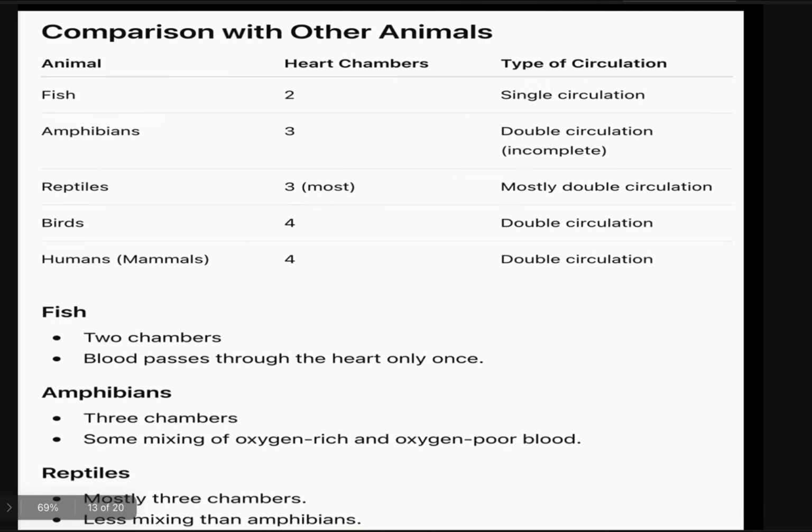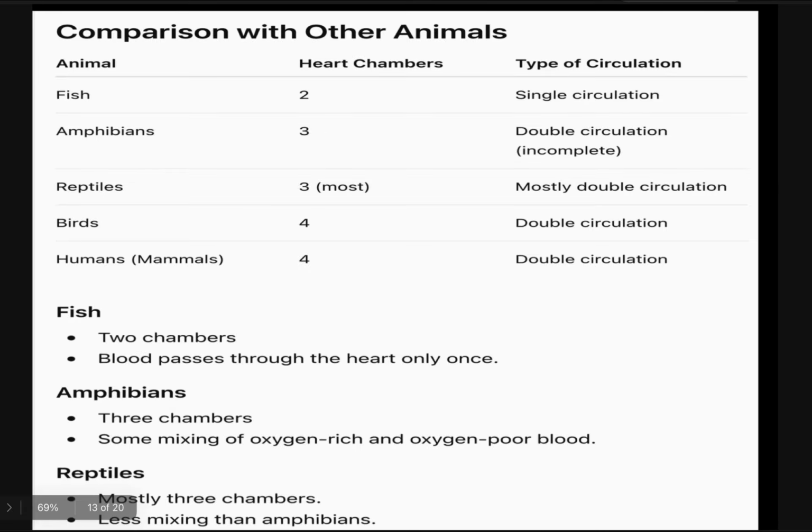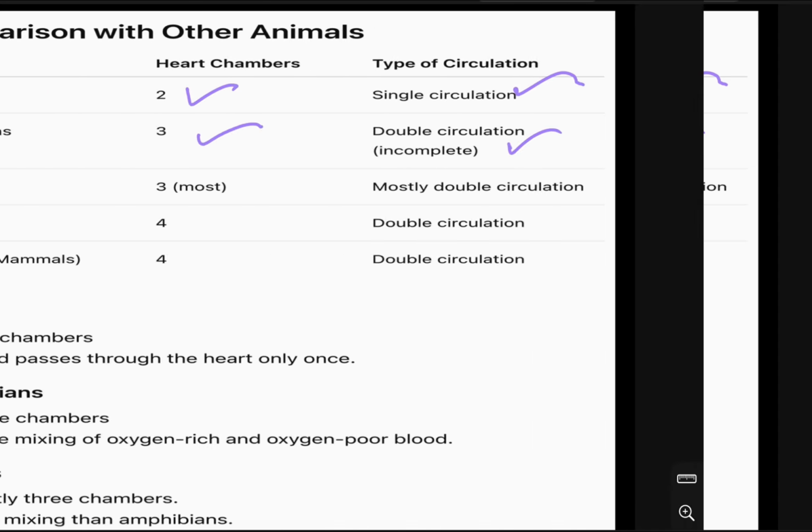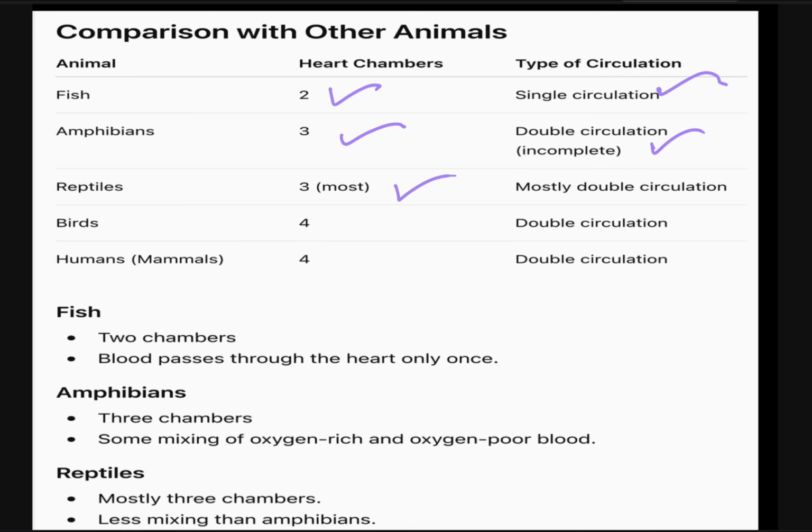Okay. Now here in this chart you can easily compare the human and other animals. Here you can see that fish have a 2-chambered heart and single circulation. The amphibians have a 3-chambered heart and double circulation, but it's incomplete because there is a mixing of oxygenated and deoxygenated blood. Reptiles also have a 3-chambered heart, mostly double circulation. Birds have a 4-chambered heart and double circulation, whereas humans and mammals have a 4-chambered heart and double circulation.